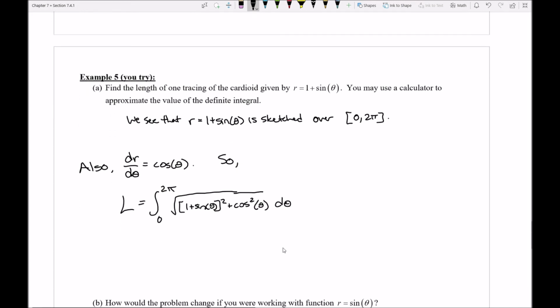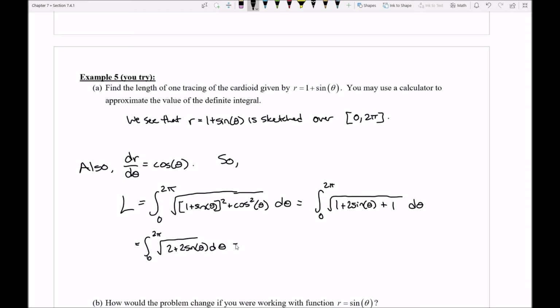Now, of course, it's actually not too terribly difficult to work with this, because if I wanted to evaluate this integral, I can simplify a lot of stuff underneath the radical. Notice I'm going to end up with 1 plus a 2 sine theta, and then I'm actually going to get a sine squared plus a cosine squared, which I can just simplify down to a 1. So overall, I just have the integral of 2 plus 2 sine theta.